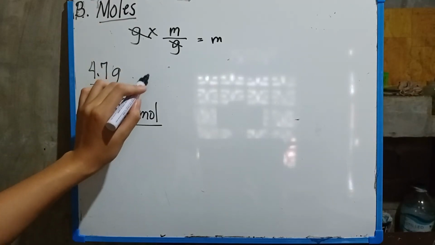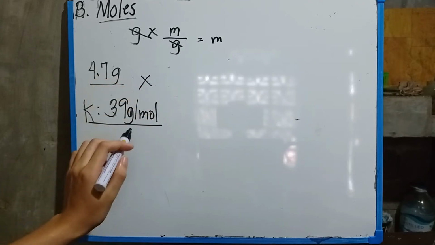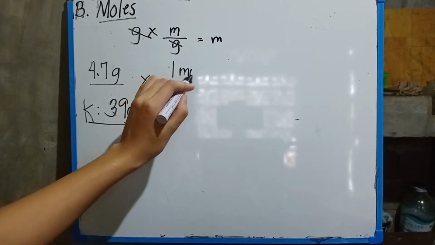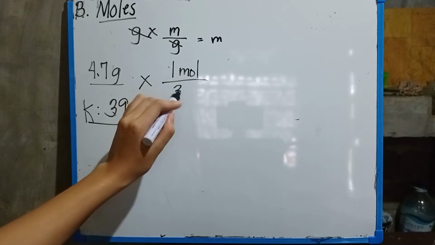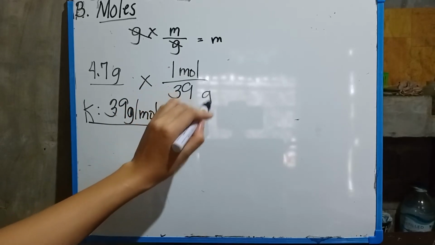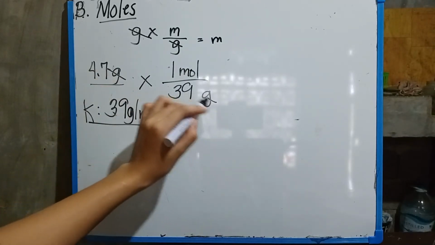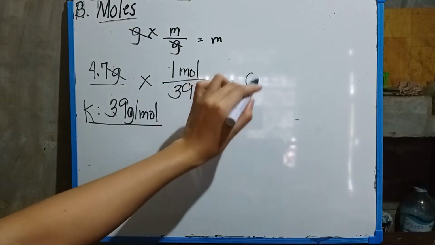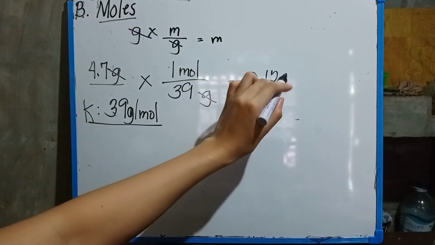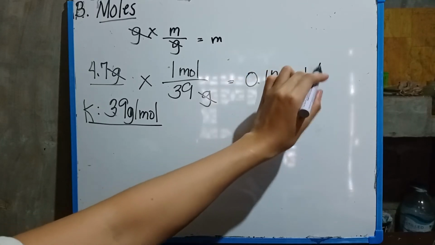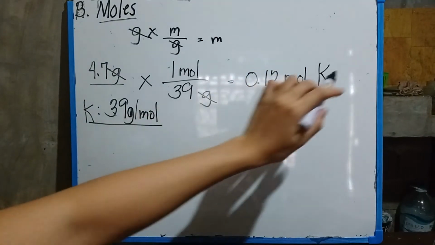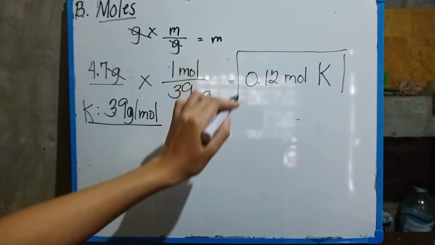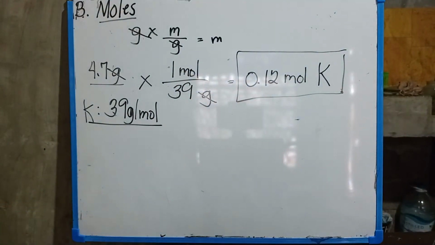So 4.7 grams multiplied by 1 mole over 39 grams. So the grams will cancel out. What remains is the mole. So, 4.7 divided by 39. So, it is equivalent to 0.12 mole of potassium. So, this is our mole of potassium.